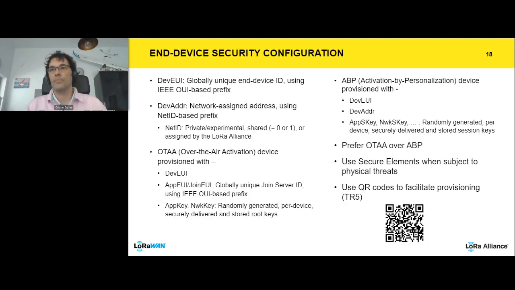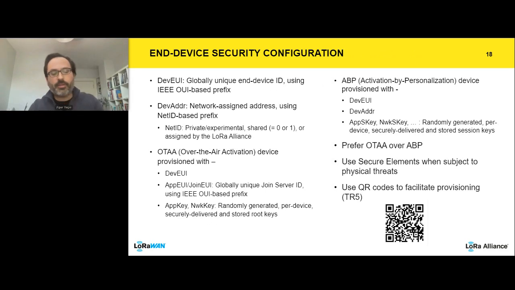So in this last part of the webinar, I'll talk about the security-related recommendations. And the first part of that is identification of the end device. As you have heard from Dave Kjendal, our devices have a permanent globally unique device identifier called DevEUI. These identifiers are generated based on using an IEEE OUI-based prefix. So the prefix part belongs to an organization that gets this assignment from IEEE. And that's how we ensure the whole DevEUI can be globally unique.